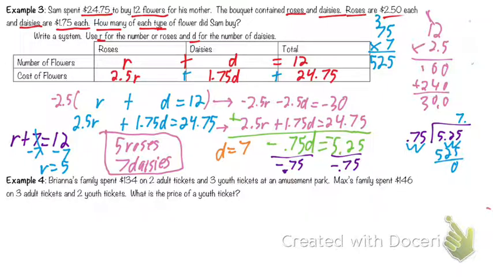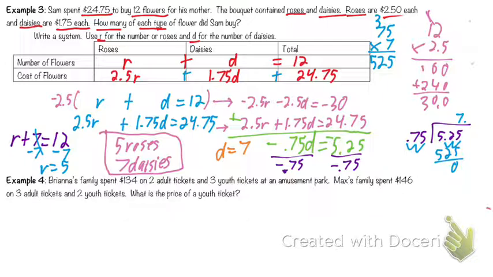All right, let's go on to example 4 here. This is our last example. Now, truthfully, I don't know whether to pronounce this name as Brianna or Brianna. We'll go with Brianna. Brianna's family spent $134 on 2 adult tickets and 3 youth tickets at an amusement park. Max's family spent $146 on 3 adult tickets and 2 youth tickets. What's the price of a youth ticket?